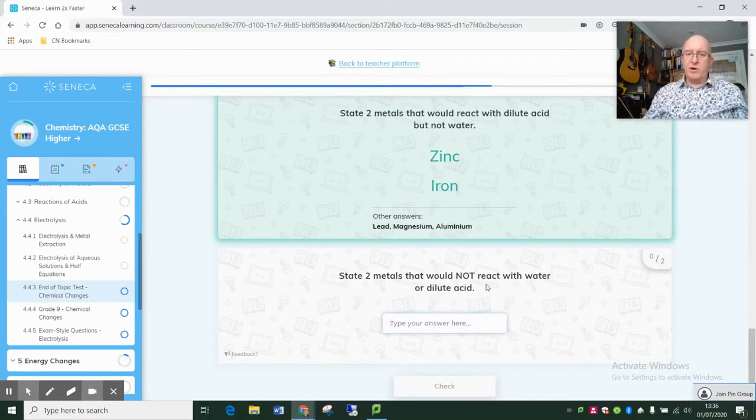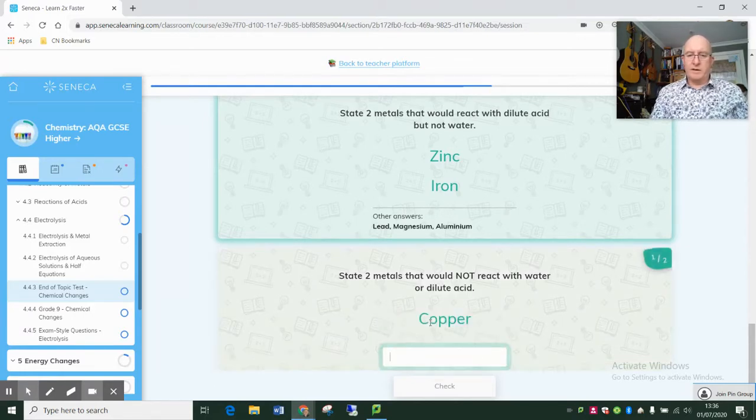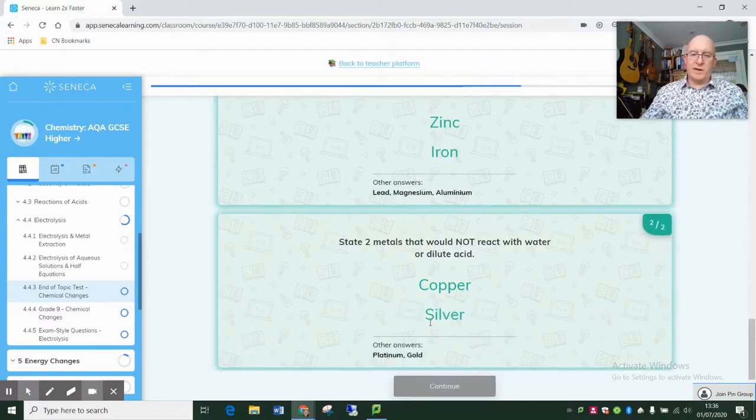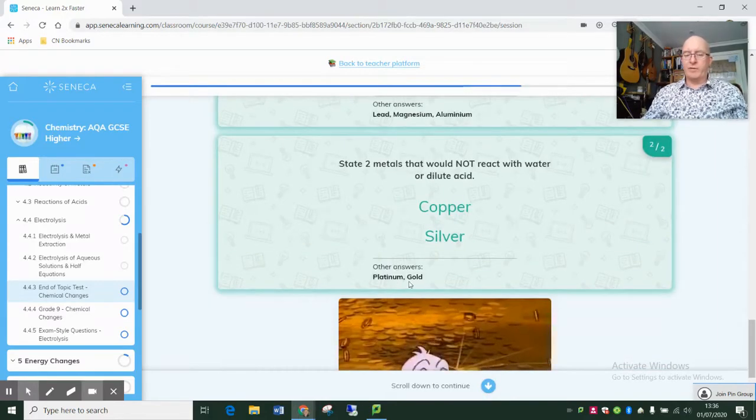Two metals that would not react with water or a dilute acid. So we're down at the very bottom of the reactivity series with metals like copper, precious metals, silver, gold, and platinum. Very unreactive.